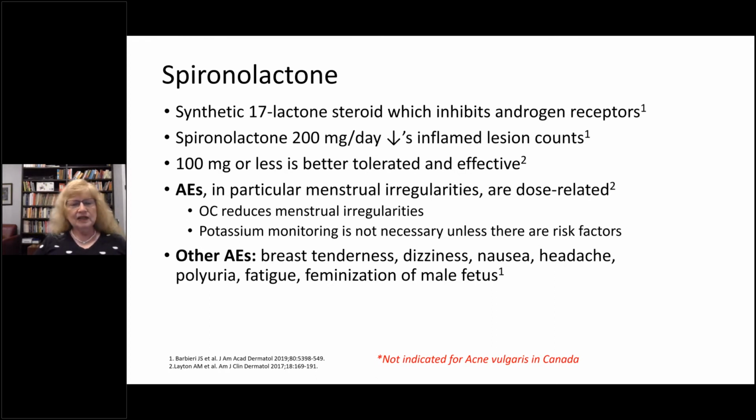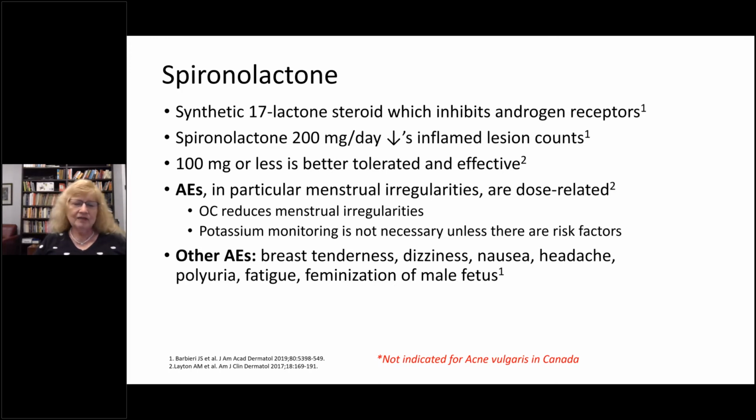So there was a study looking at 200 milligrams of spironolactone. I don't usually go that high, and it decreased inflammatory lesion counts. At 100 milligrams or less, you have better tolerability, and 100 milligrams or less usually works very nicely. What do you get when you order it? Because I think it's important when you're ordering something to be aware of it.